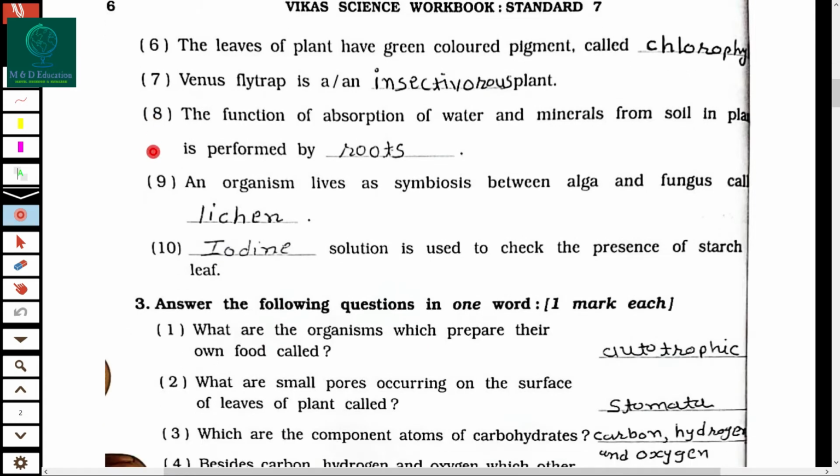Now the sixth blank is, the leaves of a plant have a green colored pigment called chlorophyll. Venus flytrap is an insectivorous plant. The eighth blank is, the function of absorption of water and minerals from soil in a plant is performed by roots. Okay, and now the ninth one is, an organism that lives as a symbiosis between alga and fungus is called lichen. And the last blank is, iodine solution is used to check the presence of starch in a leaf.